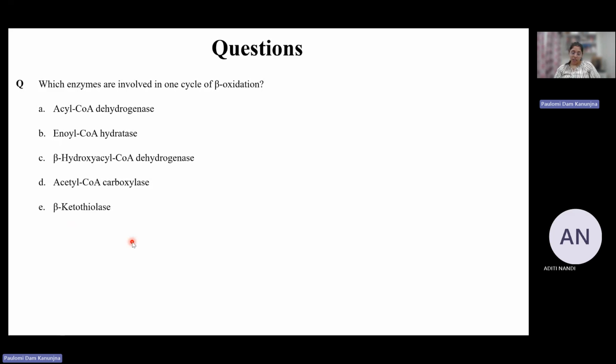So you have acyl coenzyme A dehydrogenase, enoyl coenzyme A hydratase, beta hydroxyacyl coenzyme A dehydrogenase, acetyl coenzyme A carboxylase, and beta ketothiolase, which of course, as you have already guessed, is absolutely correct. A, B, C, E. D is not involved. D is ACC, acetyl coenzyme A carboxylase, which is involved in fatty acid synthesis. The question is about oxidation.